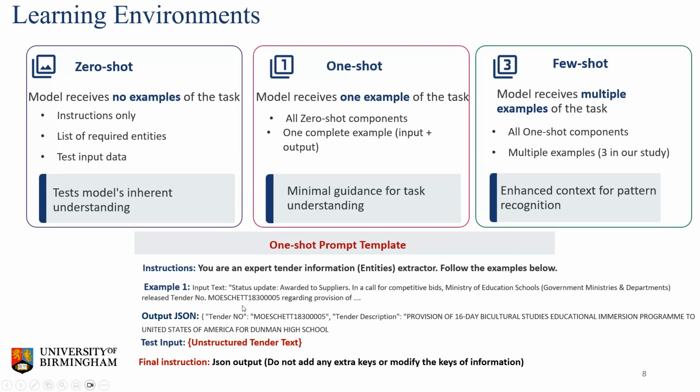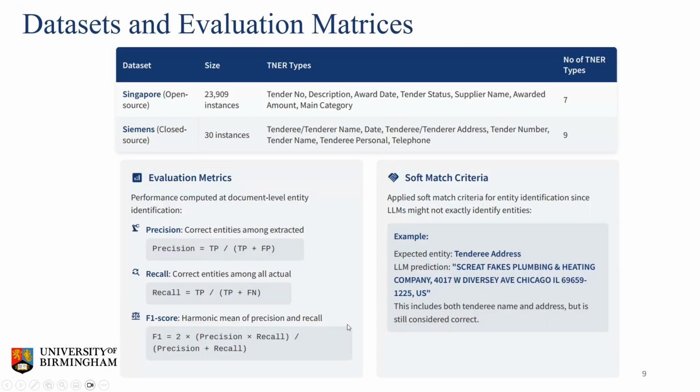There we have given the link of the prompts that we actually used in our paper in three different environments, which is available on GitHub. So these are the datasets that we have used. One is the Singapore procurement dataset, which is open source, available on Kaggle, and the other is the Siemens dataset, which is highly confidential and we cannot open source this data.